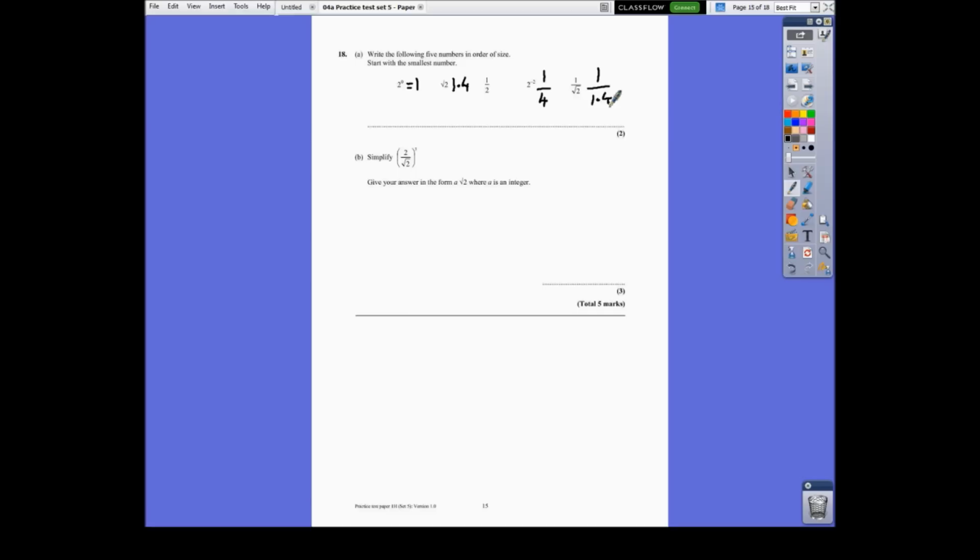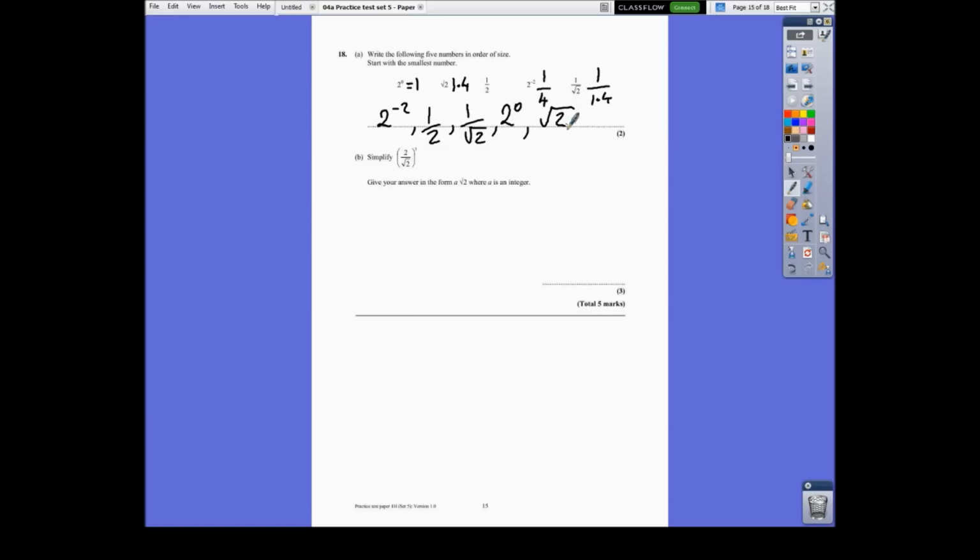So putting that in size order, a quarter would be the smallest, so 2 to the minus 2. A half would come next, because you're just dividing a whole one into 2 pieces. Then 1 over root 2 would come next, because you're only dividing it into 1.4 pieces. 2 to the power 0 would be 1, and then root 2 would be 1.4.